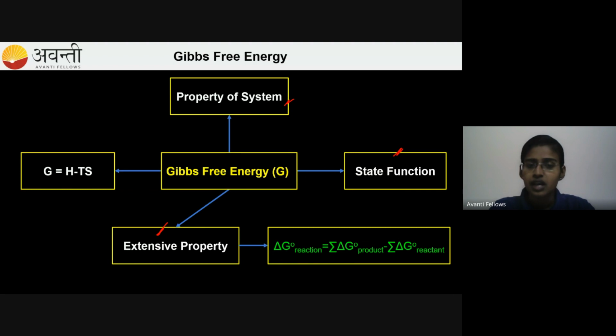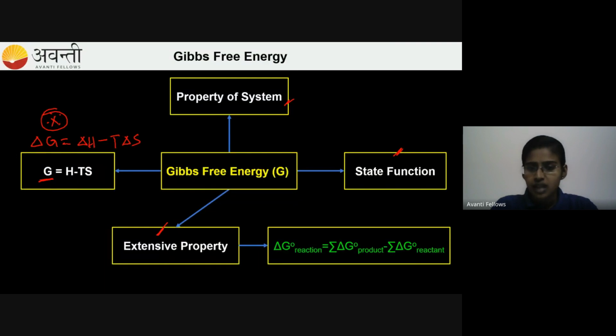Got it? And we have a relation also: G is equal to H minus TS. This relation is very important. We cannot calculate this G directly; we can calculate only delta G. So we get one more formula, which is delta G is equal to delta H minus T delta S. This is a very important formula in the upcoming slides also. The temperature is constant, so that's why we did not use the delta symbol over there.